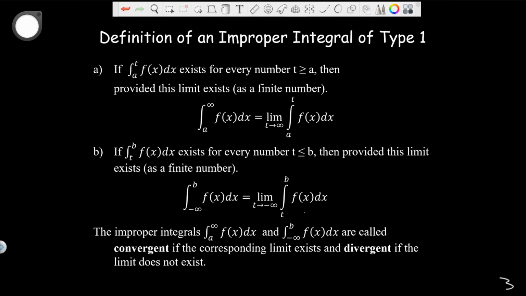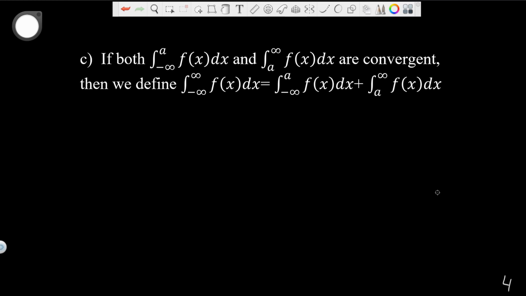There is one more subsection of type number 1, and it is if both the integral from negative infinity to a of f of x dx and the integral from a to infinity of f of x dx are convergent, then we can take the integral from negative infinity to infinity of f of x.